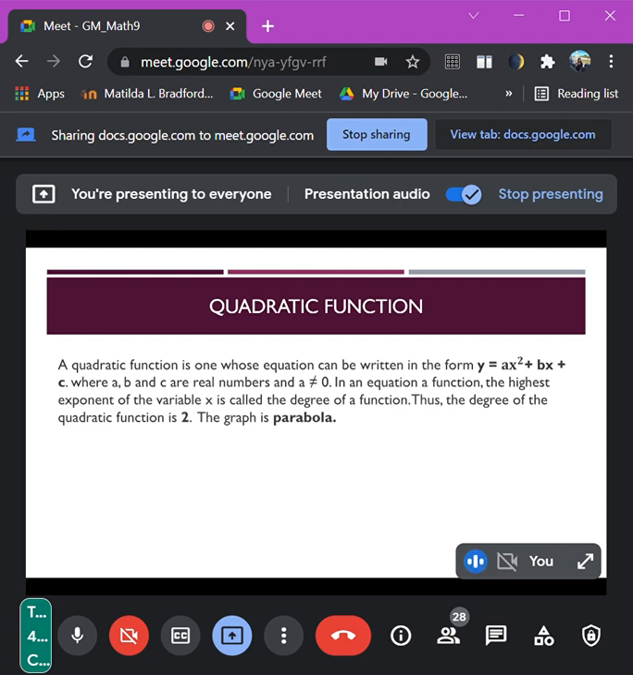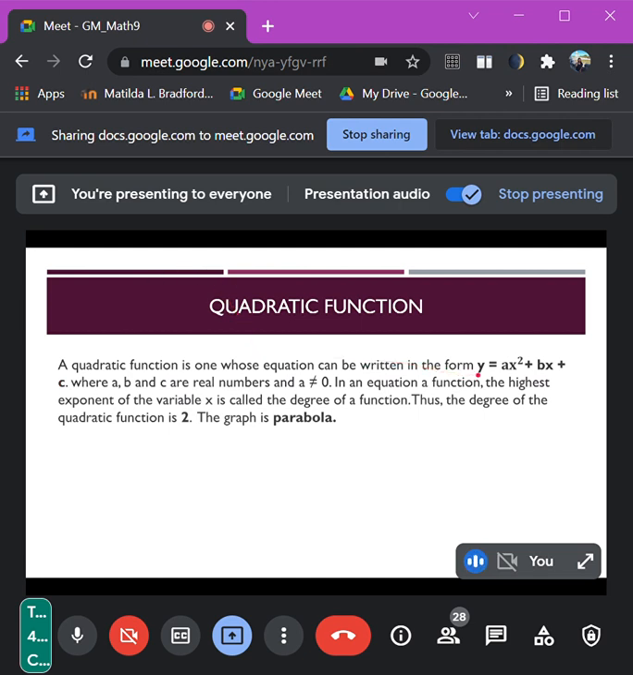Okay, thank you, Dakuma. So you have there the quadratic function, which can be written in the equation y is equal to ax squared plus bx plus c. If you can remember, this ax squared plus bx plus c equals 0 is our standard form.